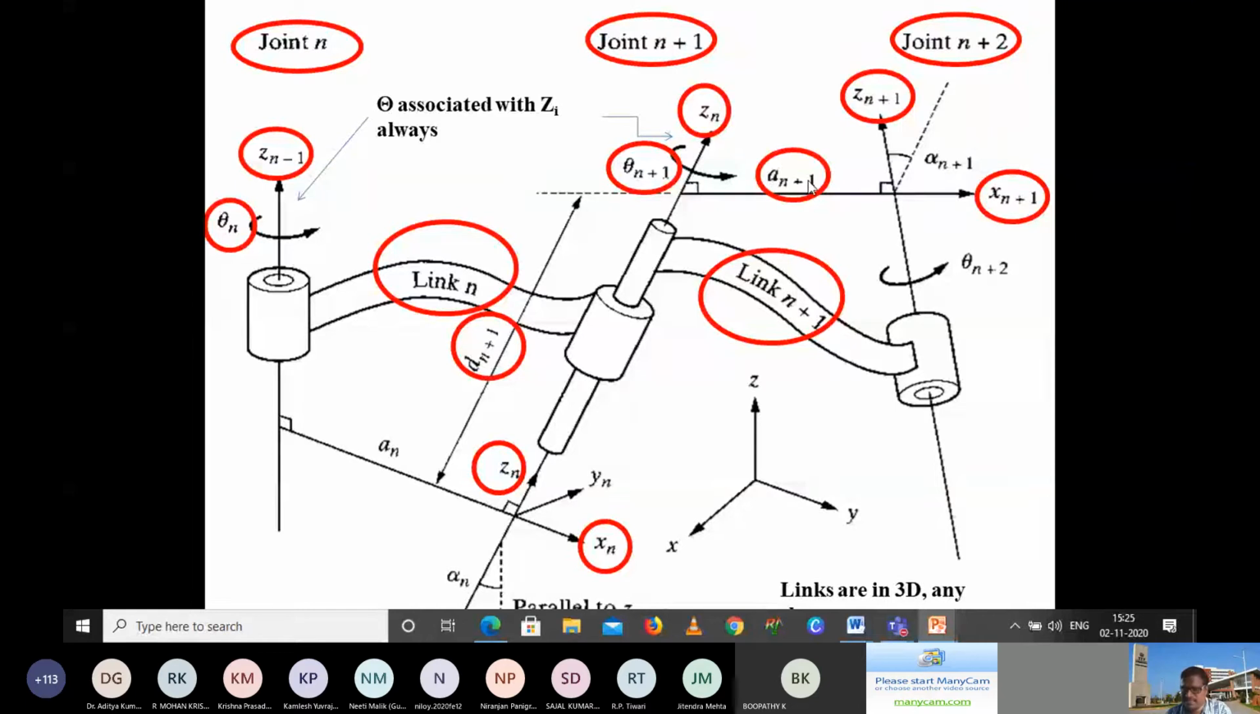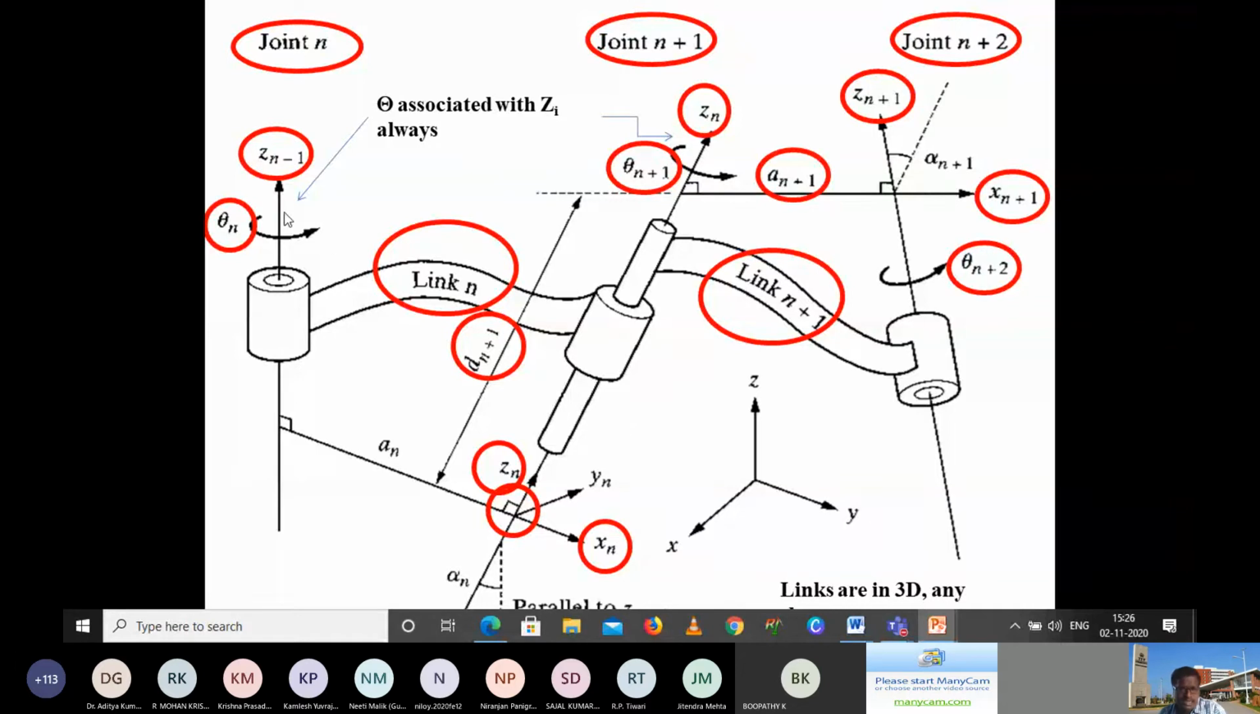Okay, along the x-axis the distance is a, along the z-axis the distance is d. Are you getting it? And then the rotation about the z-axis they have taken as theta. Similarly, here also the rotation about the z(n+1) axis is taken as theta n plus 2. And then one more parameter is there, this alpha. This alpha is nothing but the rotation about the x-axis, okay, denoted as alpha.